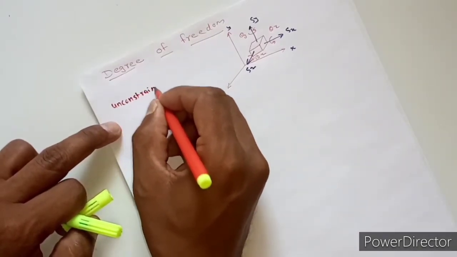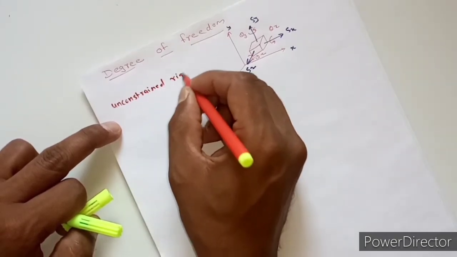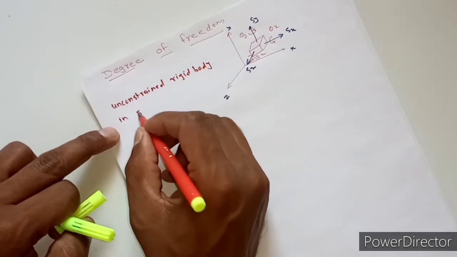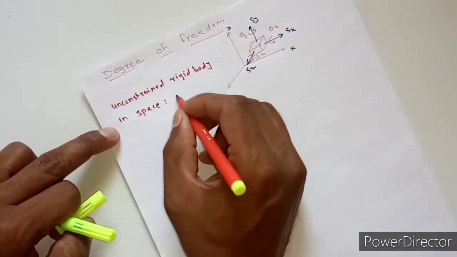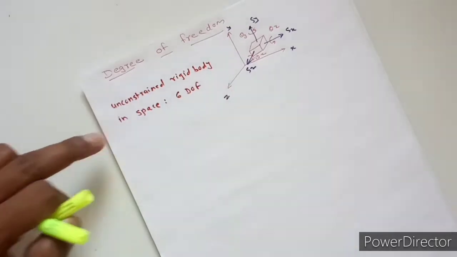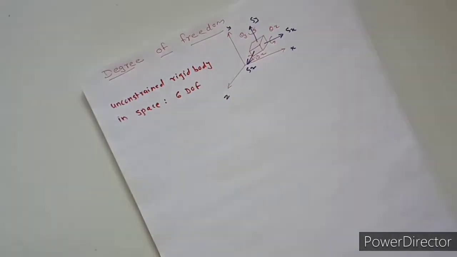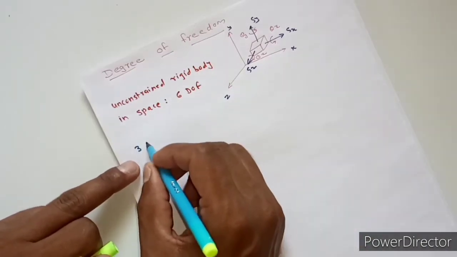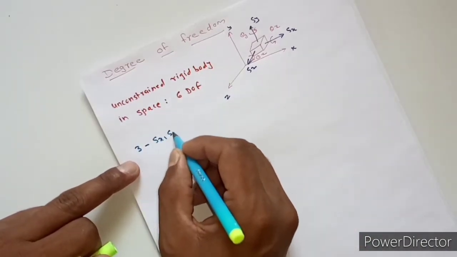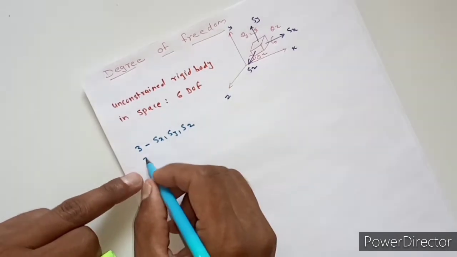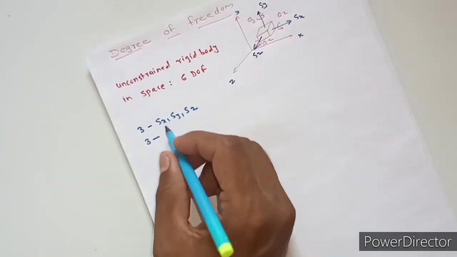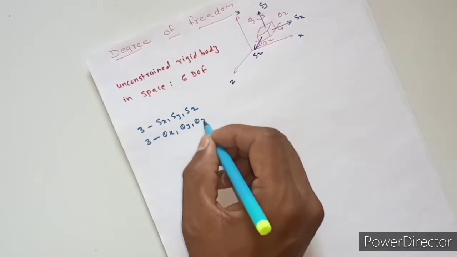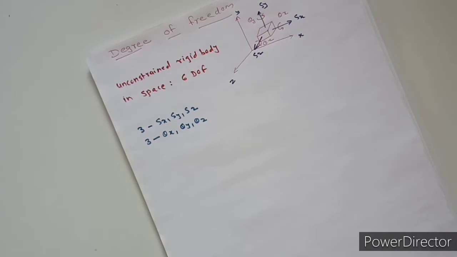An unconstrained rigid body in space has 6 degrees of freedom. Three degrees of freedom are for translation along x, y and z axis, and 3 degrees of freedom are for rotation about x, y and z axis.